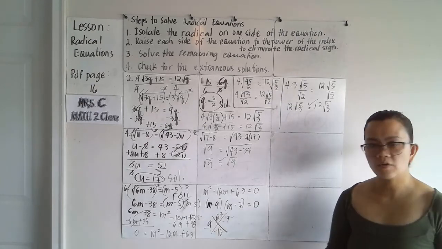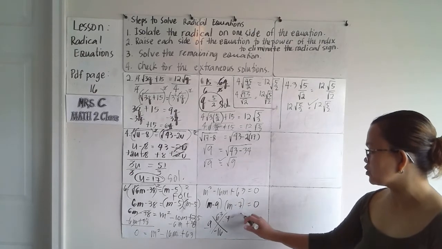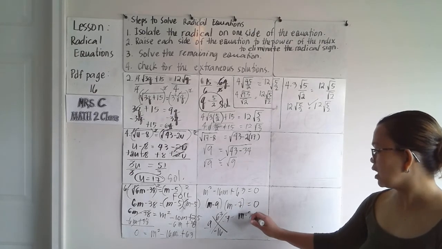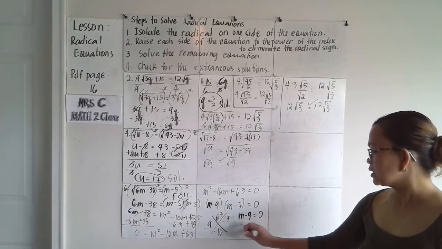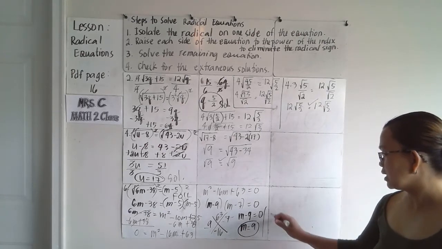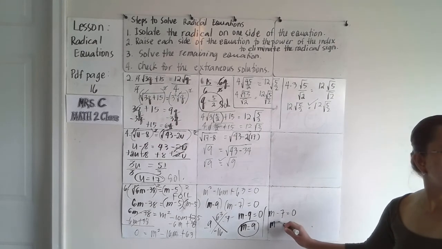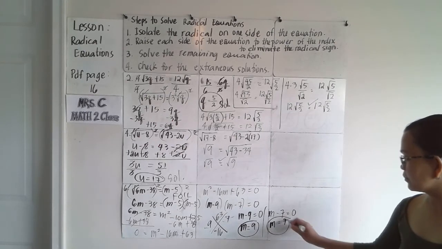Now, using the zero property, we need to find the value of M. So each of these factors should be equal to 0. M minus 9 equals 0. That will leave us with positive 9. The other one is M minus 7 equals 0. And that will leave us an answer of positive 7.